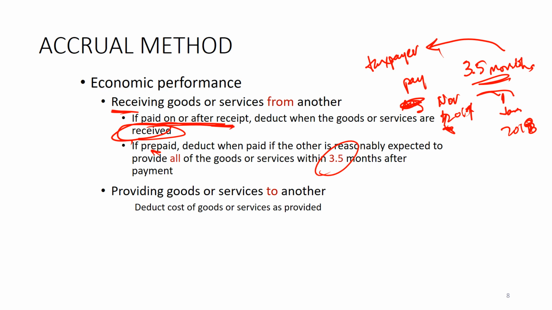The next rule is with respect to providing goods or services, and now we just would deduct it as we're providing. So now we're going to expend costs in providing services or goods, so we can deduct as we're providing those.